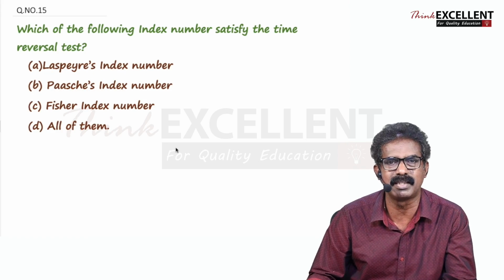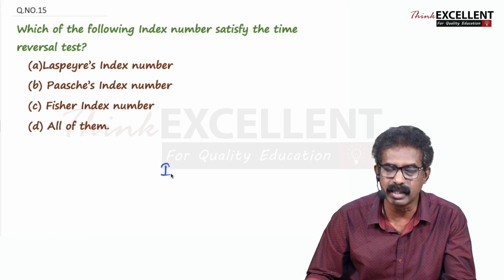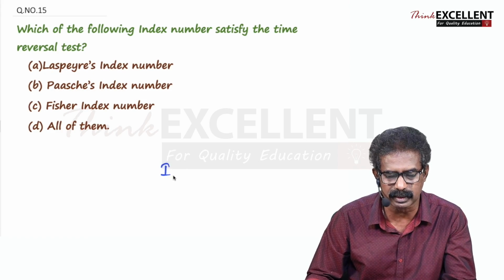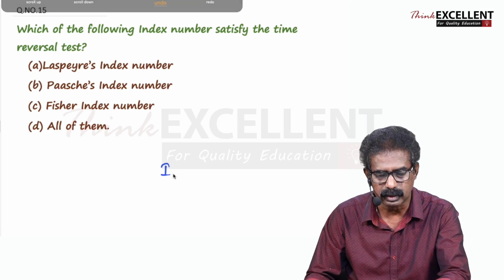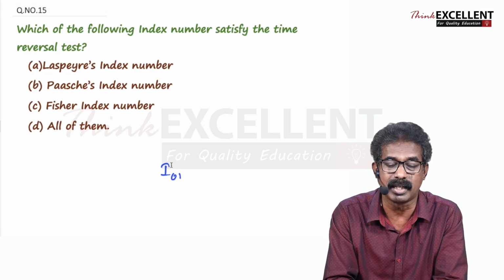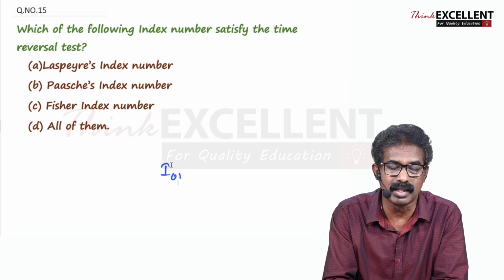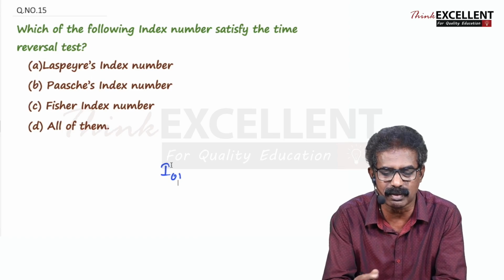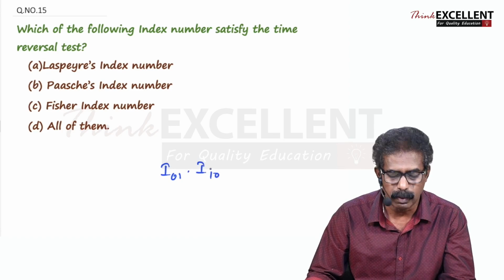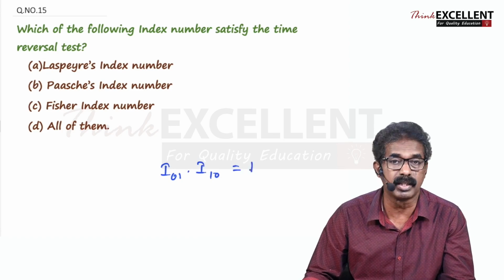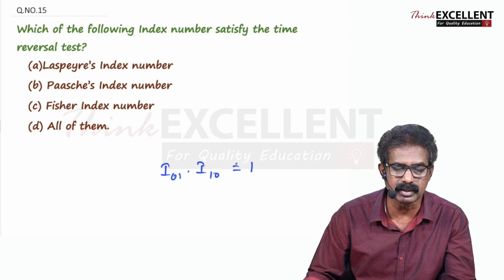What is the time reversal test? Suppose I take I as the original index number, I01 or I10. 0 is the base year, 1 is the current year. Time reversal means you reverse the time: the base year is converted into the current year and the current year into the base year, and the index number you get is I10. Multiply that with I01, and you have to get 1.